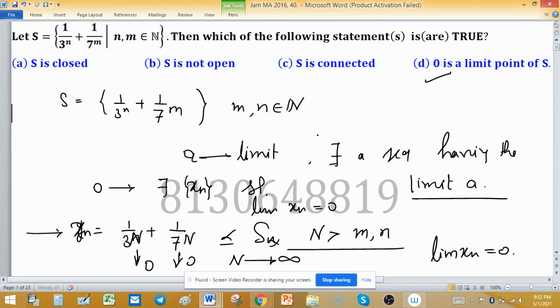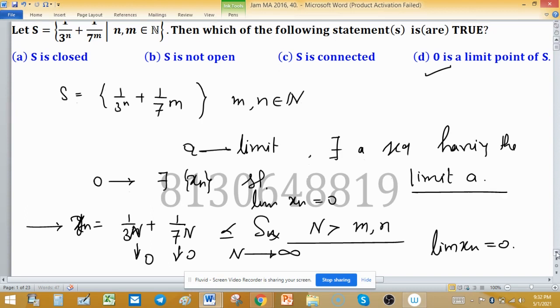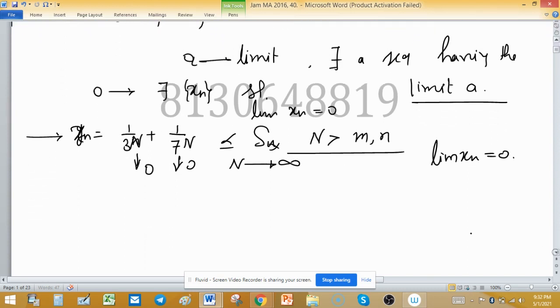Now check whether S is closed, open, or connected. Because these are points, as S is given by 1 upon 3 raised to the power n plus 1 upon 7 raised to the power m. If it is an interval, then this is connected, because we know that an interval of the real line is always connected, either closed interval or open or semi-closed, semi-open, always connected.